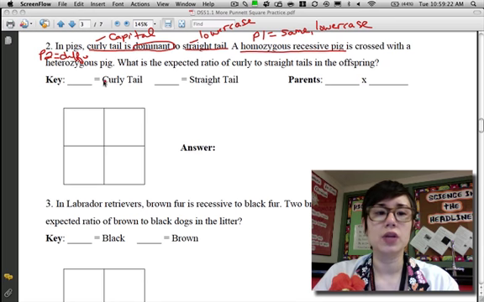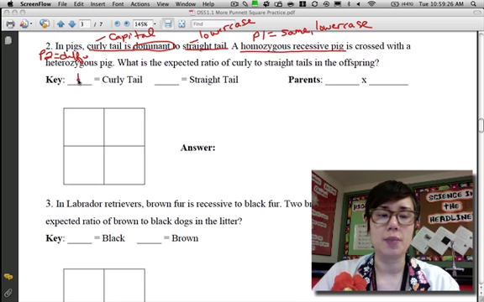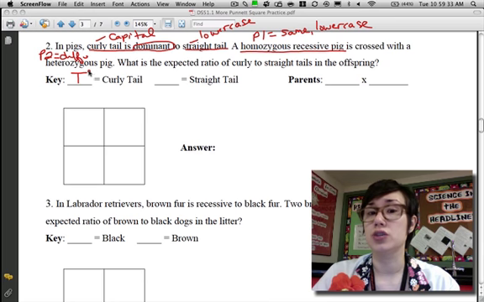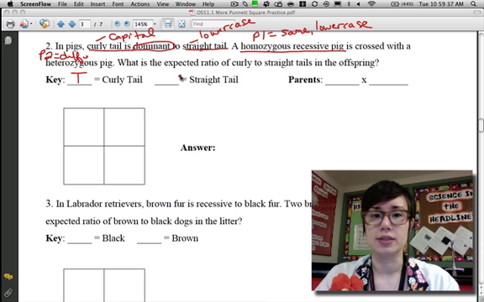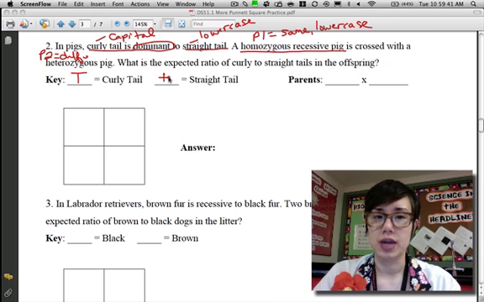So let's go ahead and fill in our key. Curly tails, according to the reading, would be capital. I'm going to use a capital T. C is not a good option here because, again, C's look the same in their capital and lowercase form, and it's hard for your teachers to tell the difference between the two sometimes. So we don't want to add any variables that are unnecessary. Straight tails are lowercase, they're recessive, so I'm going to use a lowercase t.